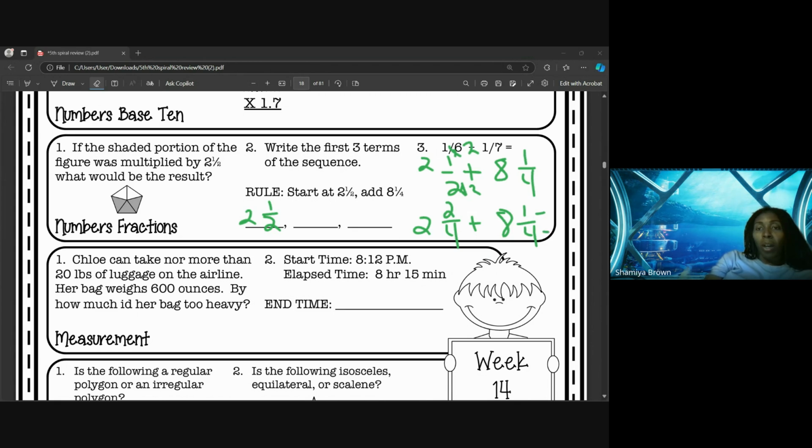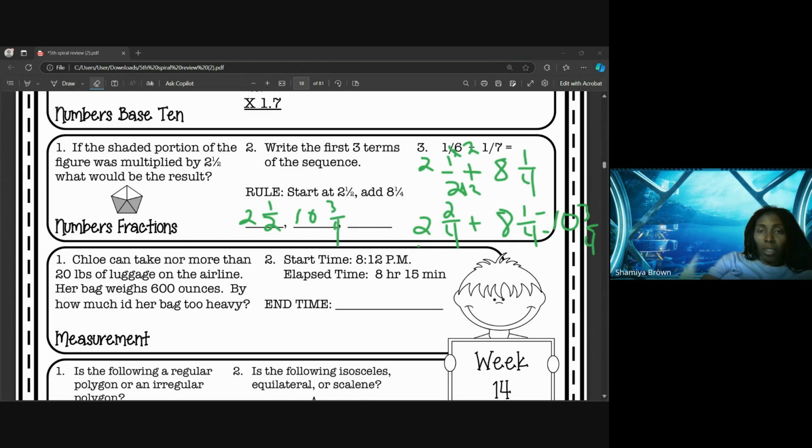So I can do my whole numbers first, which is going to be 8 plus 2, going to give me 10. Then I'll add my fractions. 2 plus 1 is 3. And then my 4 stays the same. So my answer for the next term would be 10 and 3/4.